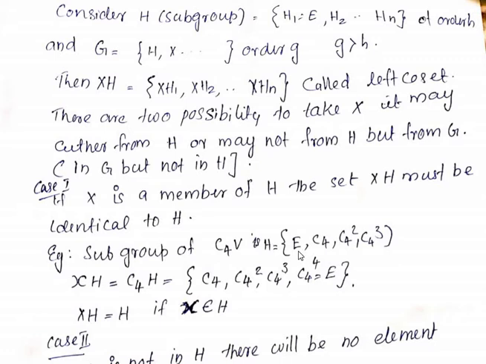So when we multiply xH, that is C4H, we multiply C4 with E, and C4 is an element of this subgroup. So multiplying E with C4, you will get C4, then C4 square, then C4 cube. Then when it multiplies with C4 cube, you will get C4 to the fourth, which is nothing but E. So when you check this, you can find that xH is nothing but H. If x is a member of H, then xH is nothing but H.